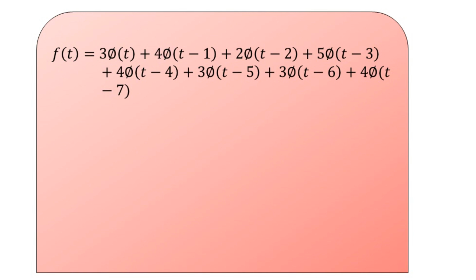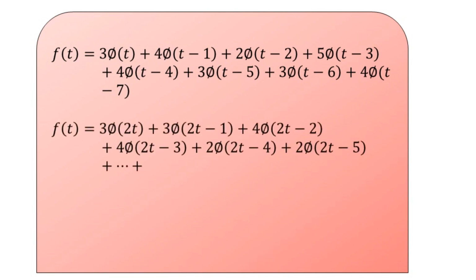Next to that we add 3 times phi(t minus 5) plus 3 times phi(t minus 6), and at last the addition is with 4 times phi(t minus 7). So this is the functional representation by V0 functional space. If we make use of functional space V1, we get this representation.